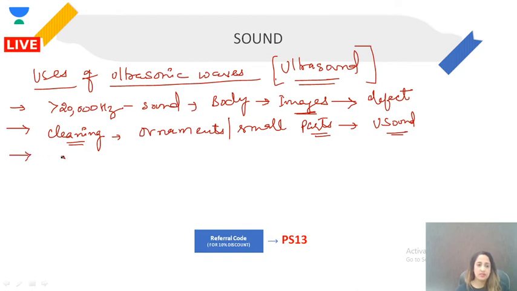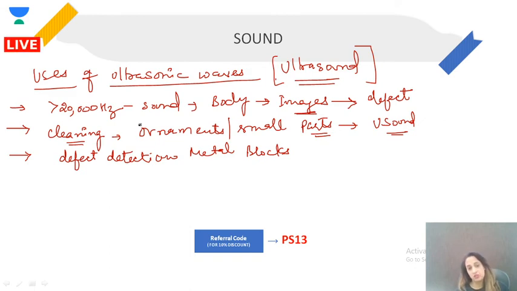Part number 3 is defect detection in case of any metal blocks that we use in our bigger buildings. See, if there is any defect in the metal blocks in the buildings that we are making, then of course this building can collapse. So how can we detect it?